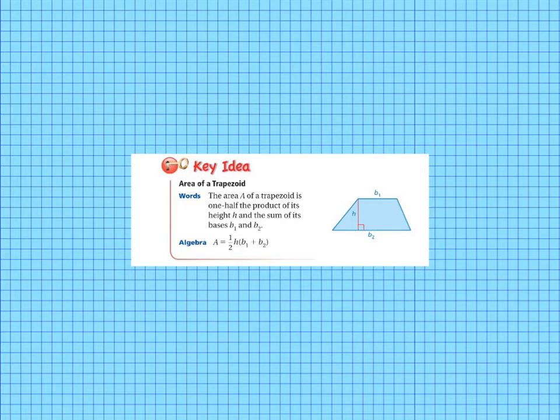Today's key idea is area of a trapezoid. In words, the area of a trapezoid, A, is 1/2 of the product of its height, h, and the sum of its bases, b1 and b2. In algebra, it looks like capital A equals 1/2 h times (b1 plus b2). Be sure this makes it into your notebook accurately with the example.